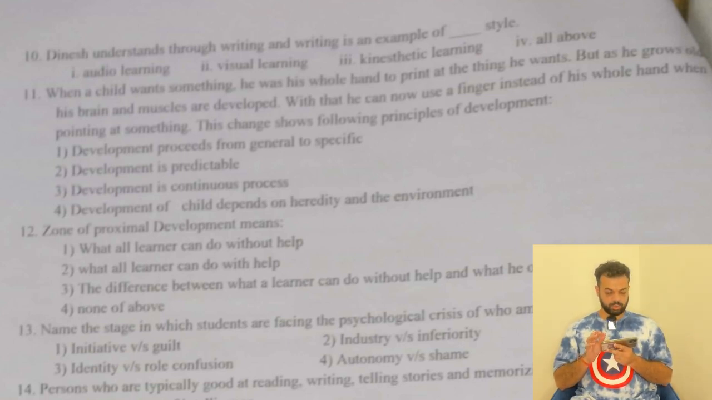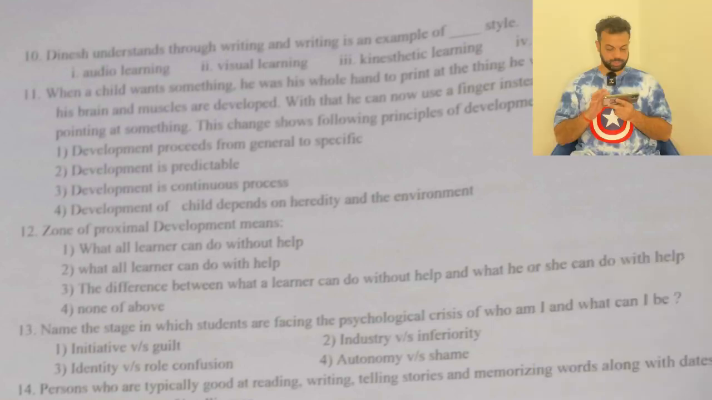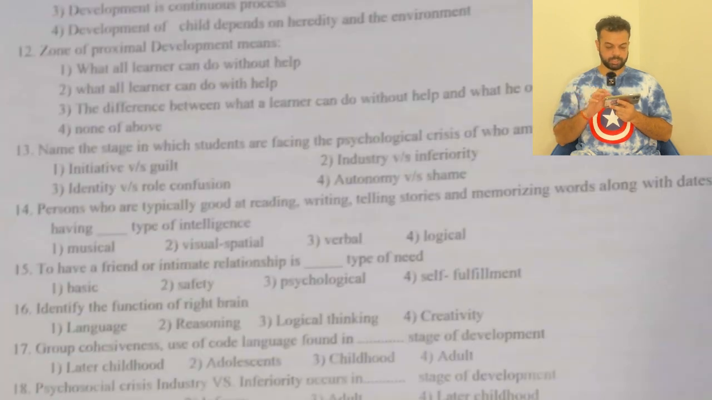Next question is zone of proximal development means. There are 4 options. Name the stage in which students are facing the psychological crisis of who am I and what can I be? Person who are technically good at reading, writing, telling stories and memorizing words along with the dates, having dash type of intelligence. There are four options given as well. To have a friend or intimate relationship is type of need?